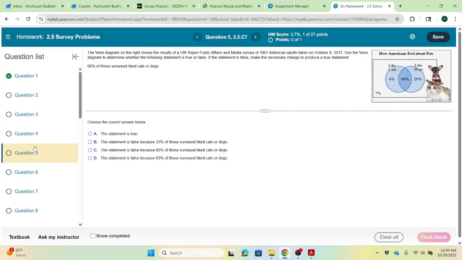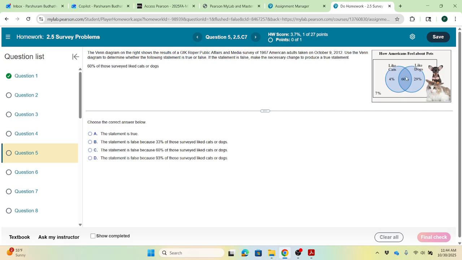Okay. The Venn diagram on the right shows the result of a GFK Roper Public Affairs and Media Survey of 1967 American adults taken on October 9, 2012. Use the Venn diagram to determine whether the following statement is true or false. If the statement is false, make the necessary change to produce a true statement. So 60% of those surveyed liked cats or dog.